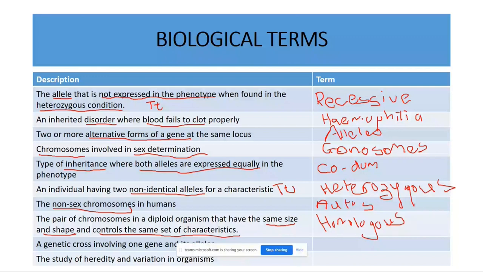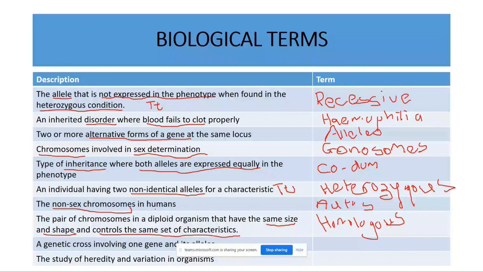A genetic cross involving one gene. Where are we now? Sorry, I have this bar going across from me. You just go to my last page. A genetic cross in one gene and its alleles, that would be a monohybrid cross. It's just one gene. And the study of heredity and variation in organisms, what is this topic on? Genetics. Is there anyone, any school that got 10 out of 10?